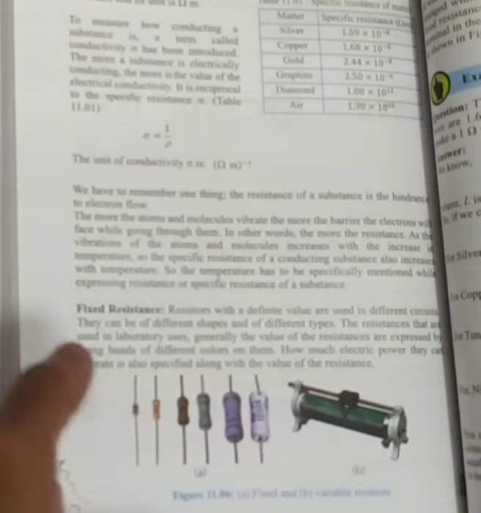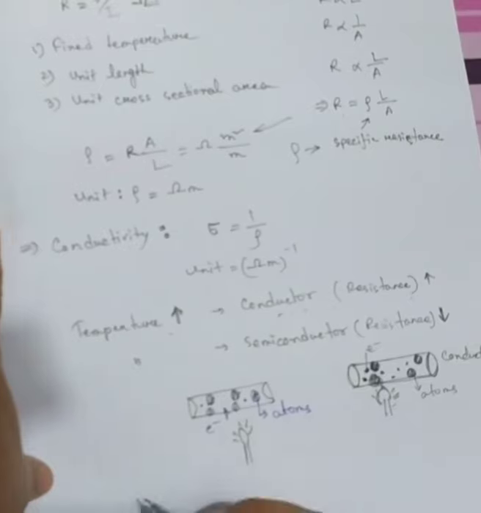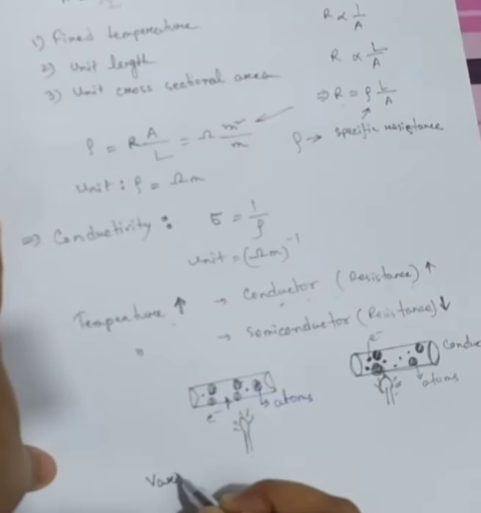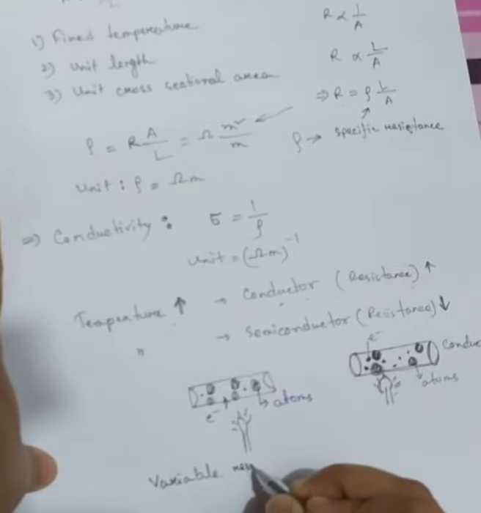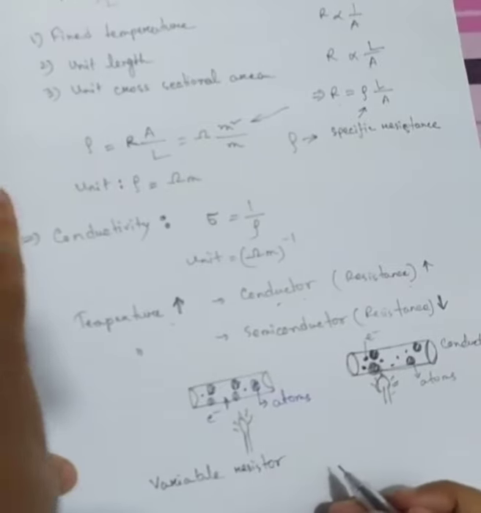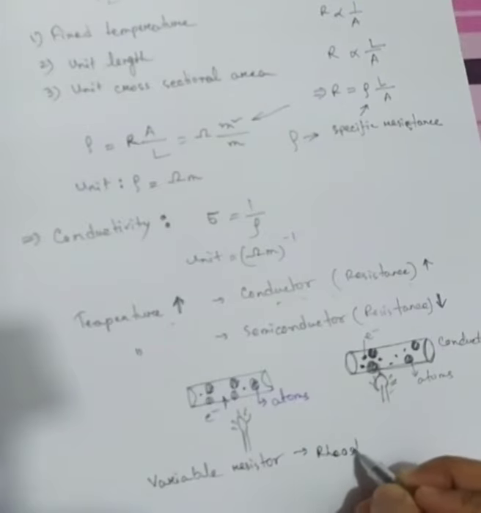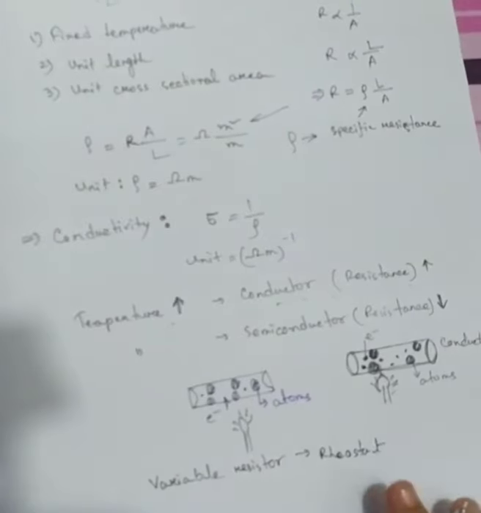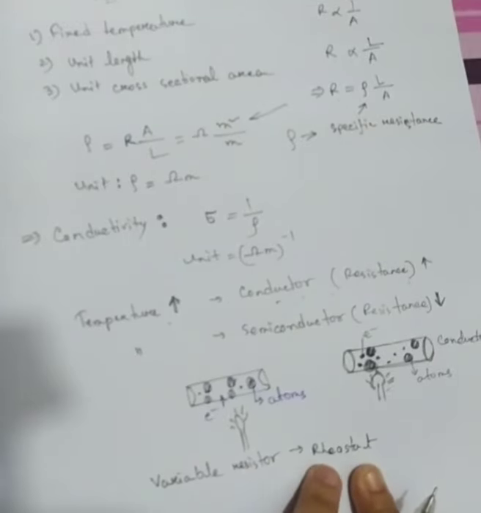So we have known the difference between fixed resistor and variable resistor. There is another name for the variable resistor in practical use. That one is mostly used, and it is called a rheostat. In practical use, the rheostat is used as a variable resistor. This name, rheostat, is used mainly.